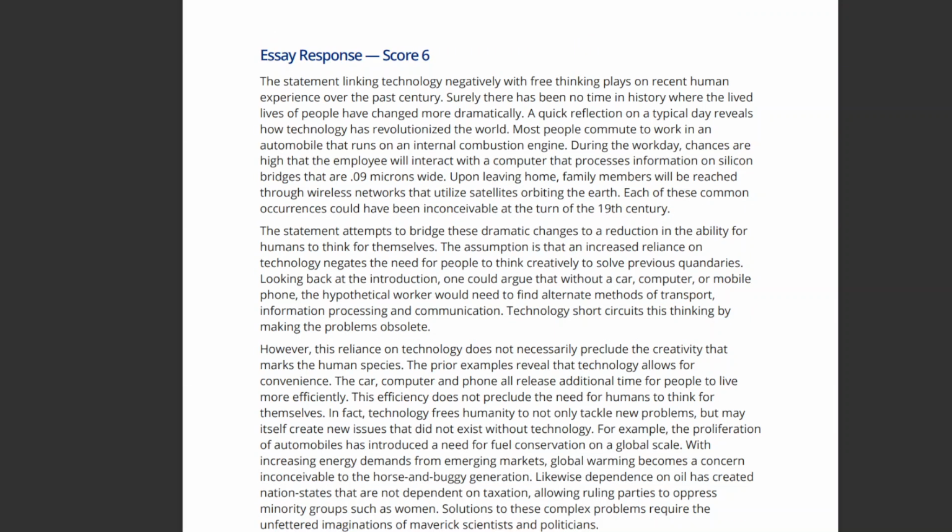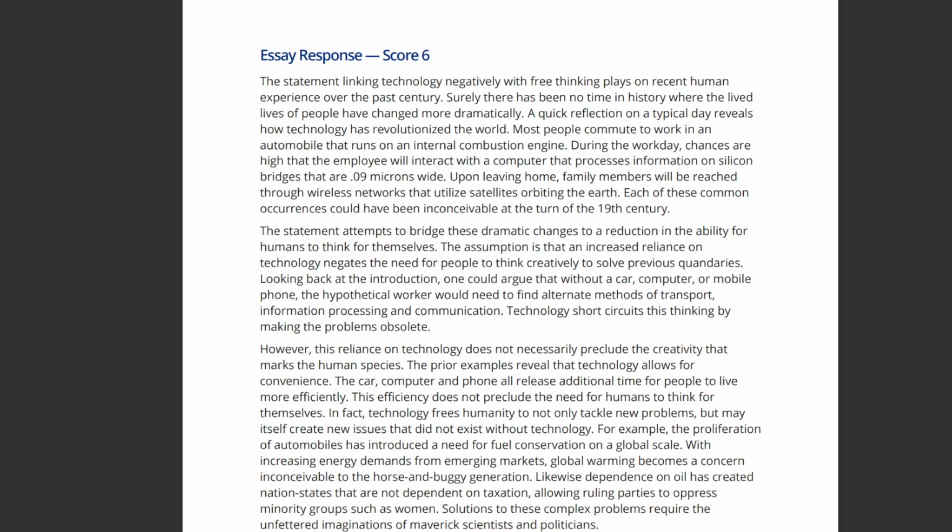Essay response. Score 6. The statement linking technology negatively with free-thinking plays on recent human experience over the past century. Surely there has been no time in history where the lived lives of people have changed more dramatically. A quick reflection on a typical day reveals how technology has revolutionized the world. Most people commute to work in an automobile that runs on an internal combustion engine.